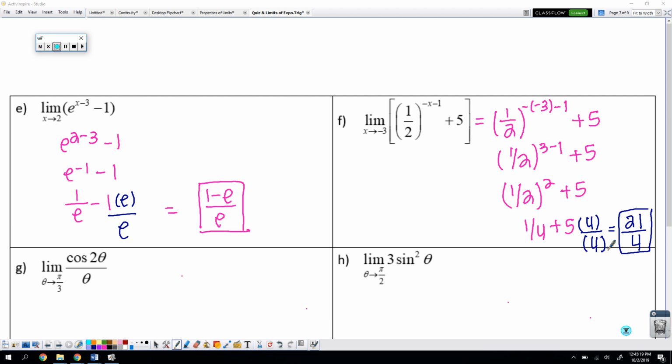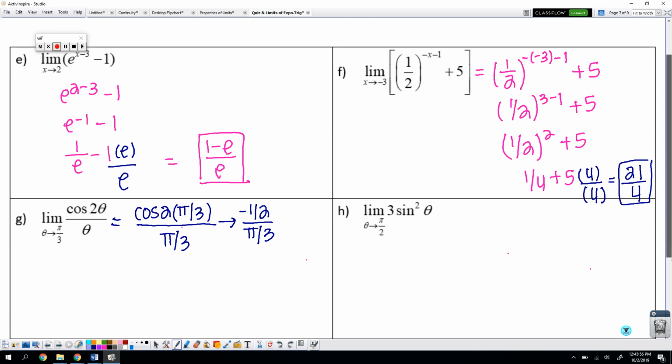Okay, so for letter G, we have the limit as theta approaches pi over 3 of cosine 2 theta over theta. So since theta is not 0, I can go through and just plug it in. Cosine of 2 times pi over 3, over pi over 3. So the cosine of 2 pi over 3 is exactly negative 1/2 over pi over 3.